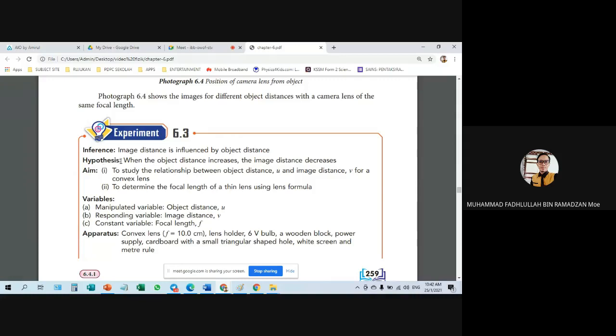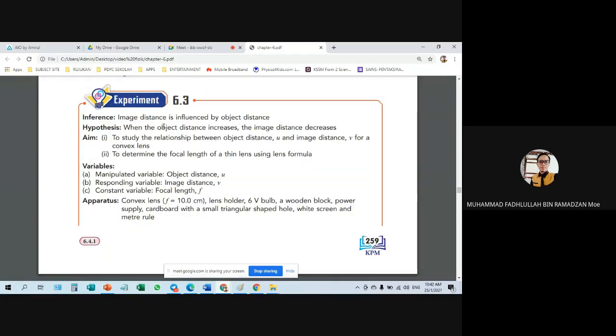So hypothesis. For hypothesis, kita mesti bagi tahu manipulating variable first. So the object distance, tengok ni object distance, ni tadi manipulating variable. So that hypothesis, manipulating variable come first. Okay. So manipulating variable increases, and then the responding variable decreases. So ni kita tengok nanti relationship dia beza sikit lah.